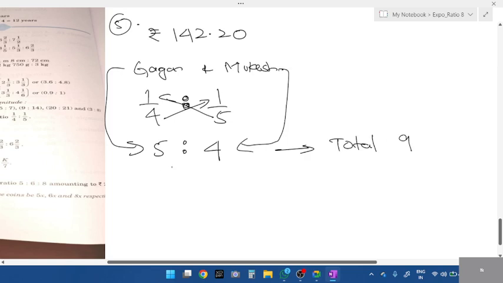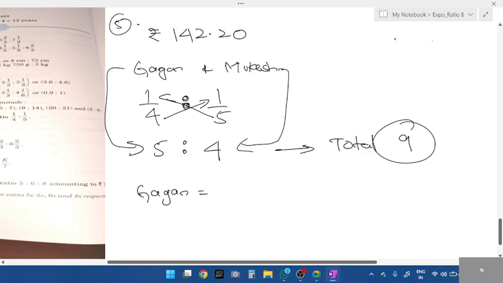Total 9. First add them. Total 9. Next, take Gagan. What is the ratio for Gagan, students? Out of 9 parts, how many parts should Gagan get? Total 9 parts are there. 5. How do you write it in fraction? How do you write your marks? Numerator by denominator.